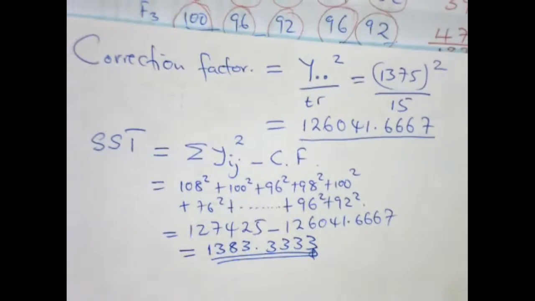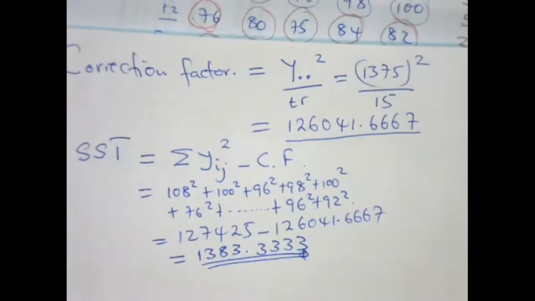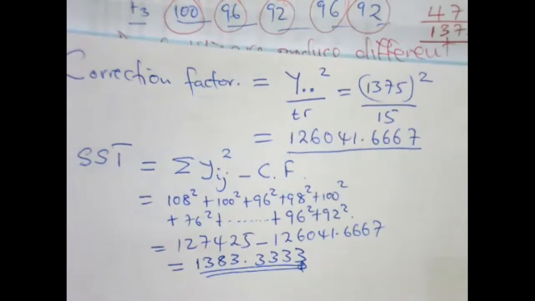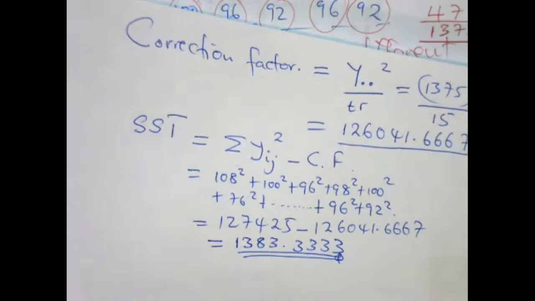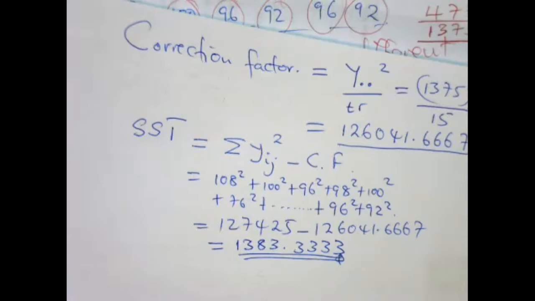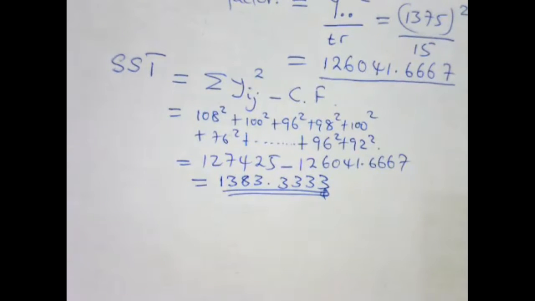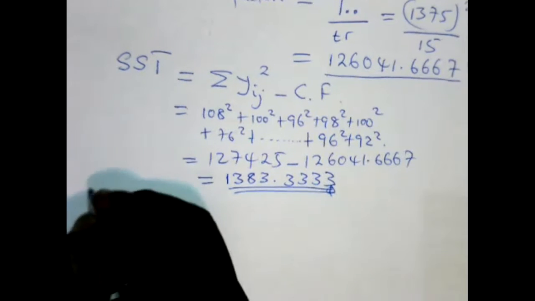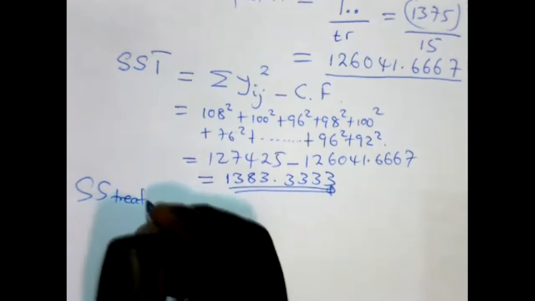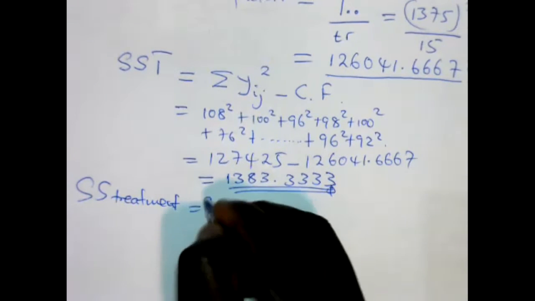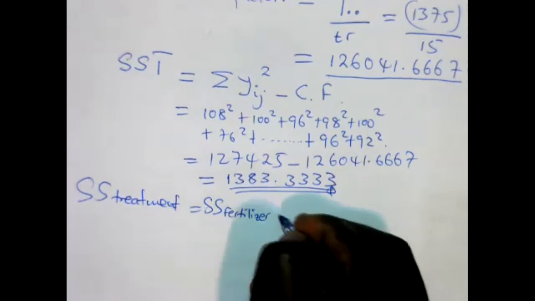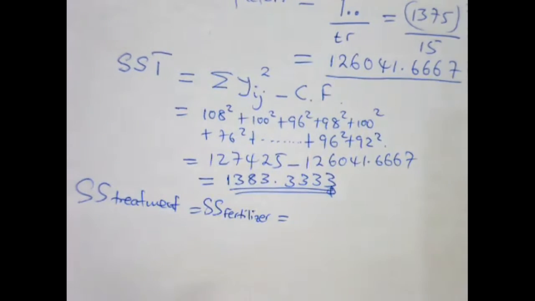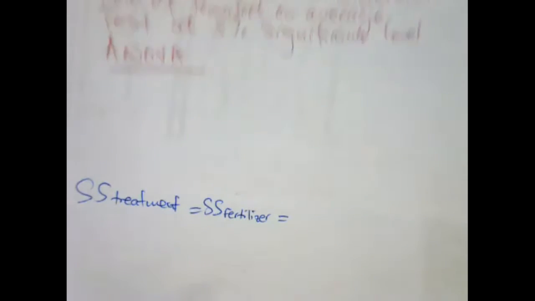So the next thing is to get SS fertilizer. SS fertilizer, I remember giving in general terms, is the SS treatment. But in this case, SS treatment has got a name, which is fertilizer. So I don't need to write it as SS treatment because it has a specific name now. SS treatment, in this case, is the same as SS fertilizer, the sum of squares due to fertilizer. Let me bring back the data.